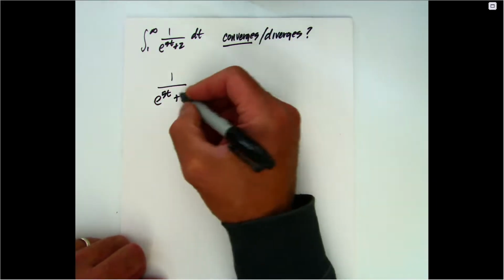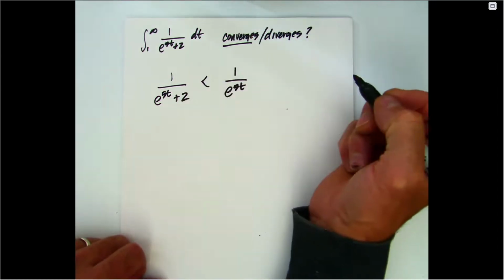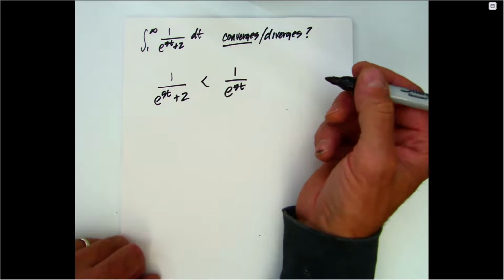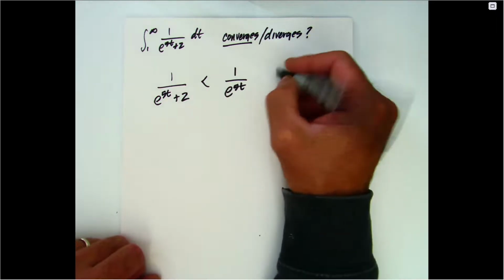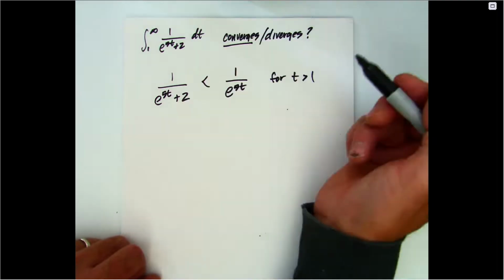So if it has a larger denominator, it's going to be a smaller number in values. So in other words, this is the inequality that we would have, for any t in our domain. So for t greater than 1, certainly this works.